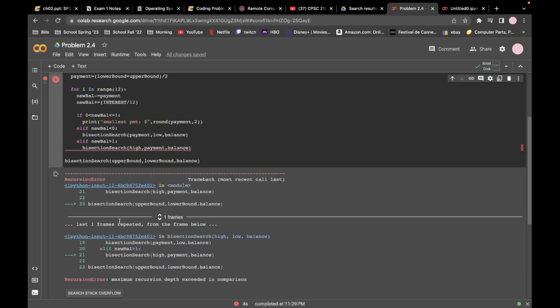So it's saying maximum recursion depth exceeded in comparison.